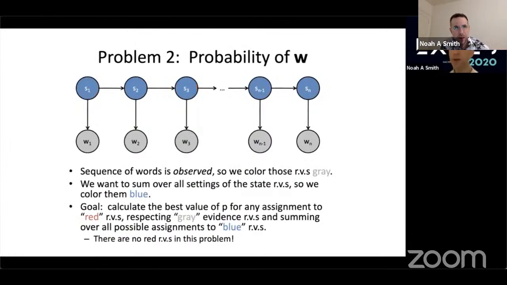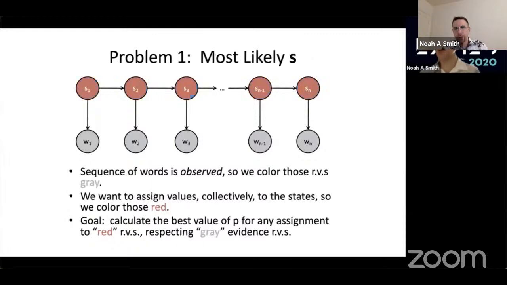In problem 2, the graphical model looks very similar, but we use a different color because what we're actually interested in is not the probabilities of these individual random variables at their maximal values, but rather we want to sum over them. We're not interested in what values they take. We want to consider all of them and then forget about them. So the sequence of words is still observed. They're still gray, and we use blue to denote the random variables we want to marginalize or sum over. So the goal is to calculate the best value of probability for any assignment to the red random variables, but there aren't any. So there's really only one value here to consider. That's why we're not maximizing anymore. We're just summing, respecting the gray evidence, and summing over all possible assignments to blue random variables. So no red random variables here, and in problem 1, there were no blue random variables. In problem 2 we're only summing. In problem 1, we were only maximizing.